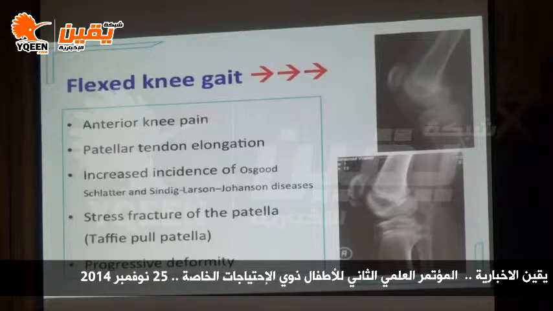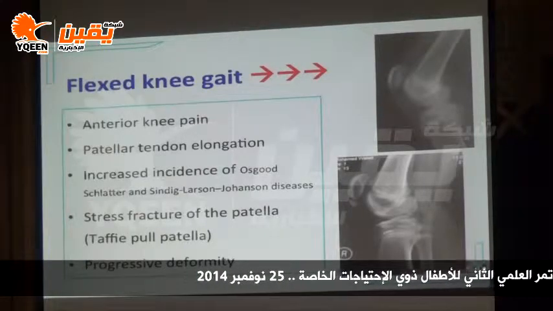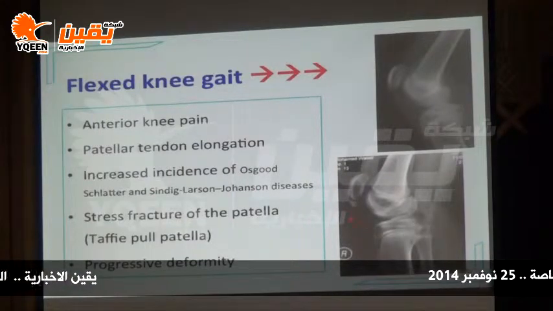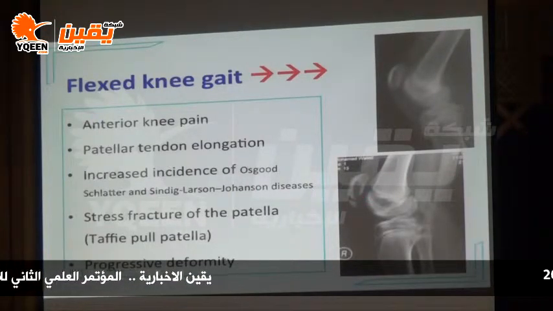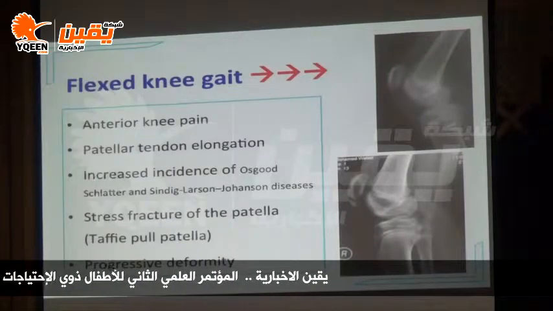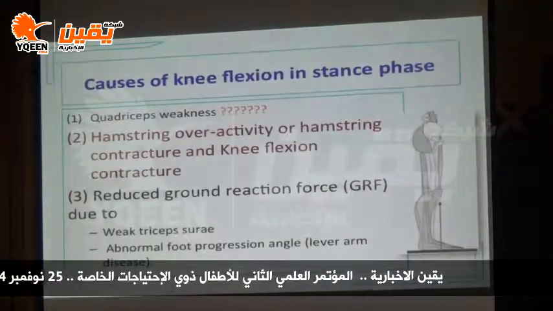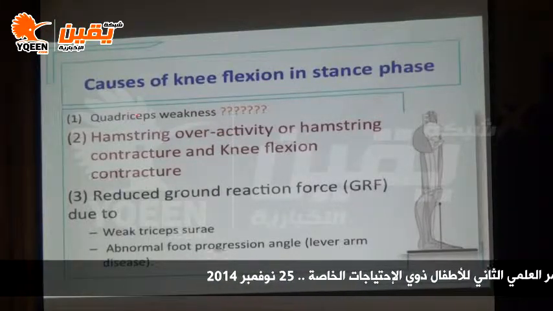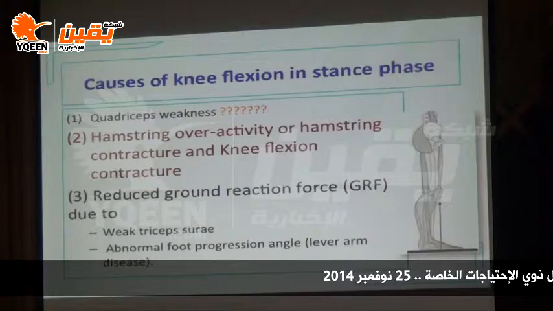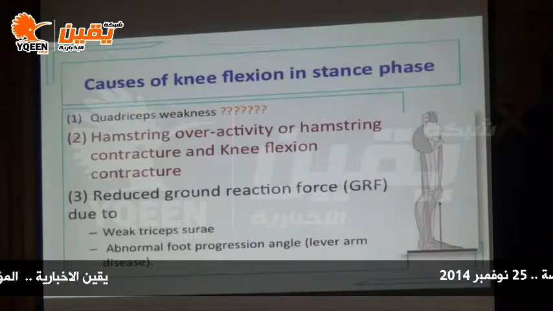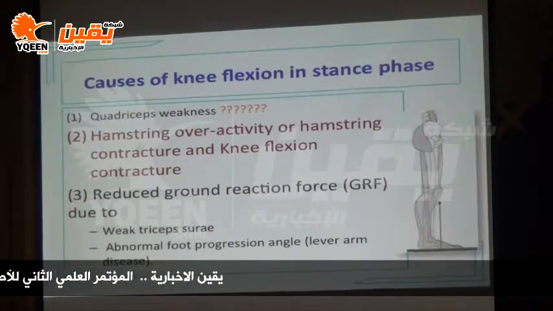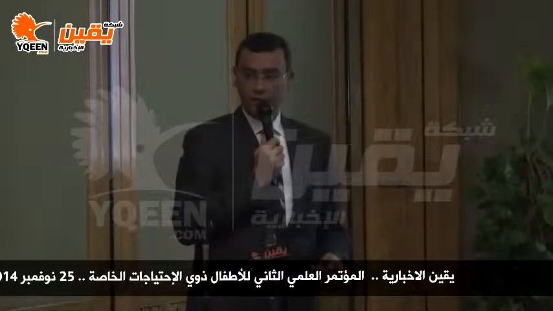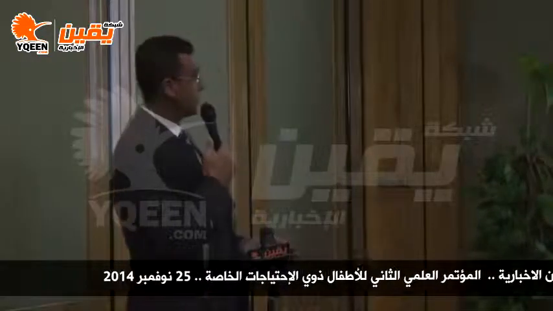Knee flexion will cause severe patellofemoral pain and will produce patellar tendon elongation, increased incidence of Osgood-Schlatter, and many times we see stress fracture of the lower pole of the patella. The causes of knee flexion deformity: usually it is said to be quadriceps weakness, and usually one stresses exercises to strengthen the quadriceps, but actually it is hamstring overactivity and reduced ground reaction force or malalignment of the ground reaction force vector, as we'll see.